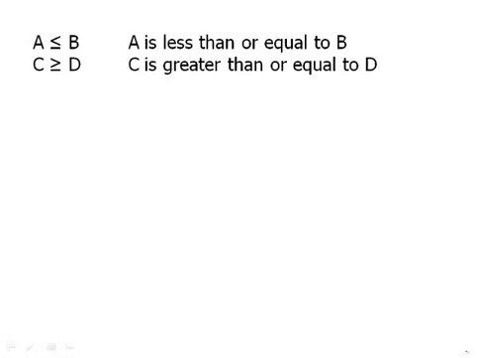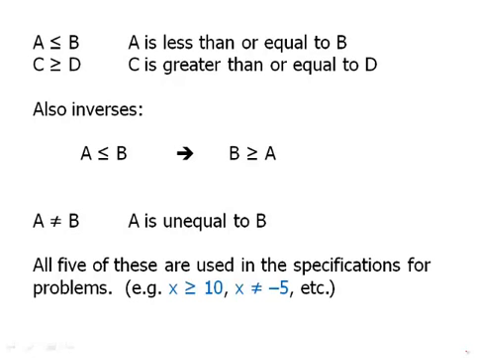Now, the less than or equal to and greater than or equal to symbols. So A is less than or equal to B. C is greater than or equal to D. And so these are interesting because they leave open the possibility that the two are equal or that one is bigger than the other. And again, these are also inverses. If A is less than or equal to B, that necessarily means that B is greater than or equal to A. And finally, A is unequal to B. So either one could be greater or less. All we know is that they don't have the same value.